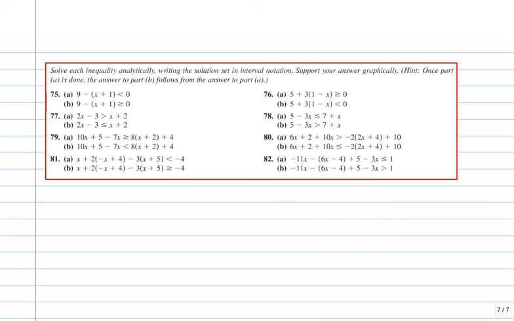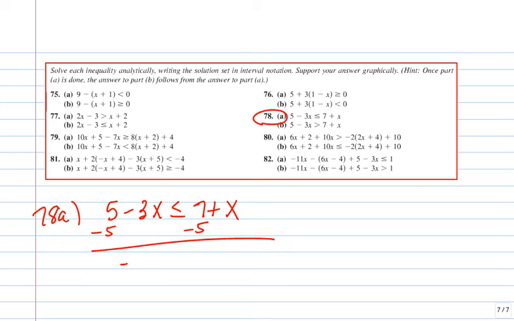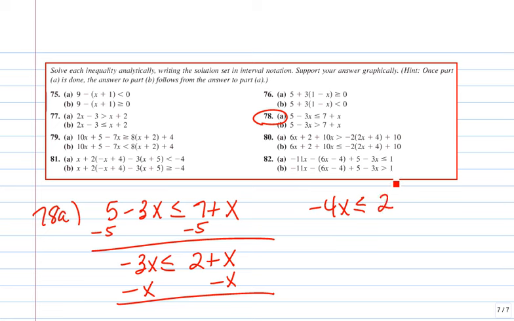Okay. And a last problem that I want to work for you is to solve the equation, or inequality rather, analytically. Write the solution set in interval notation. So if we just look at number 78a, we would have 5 minus 3x is less than or equal to 7 plus x. So we can isolate the variable term to one side to get negative 3x is less than or equal to 2 plus x. So then we need to subtract x from both sides to get negative 4x is less than or equal to 2. And here we have to divide by negative 4. So x is greater than or equal to negative 1/2.